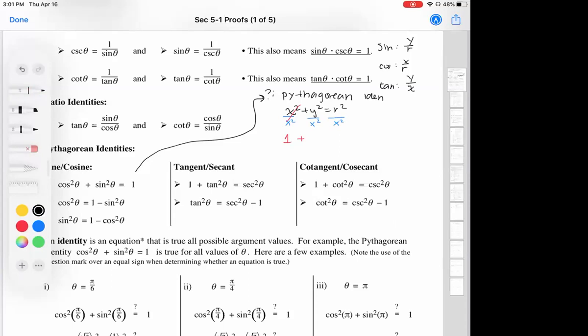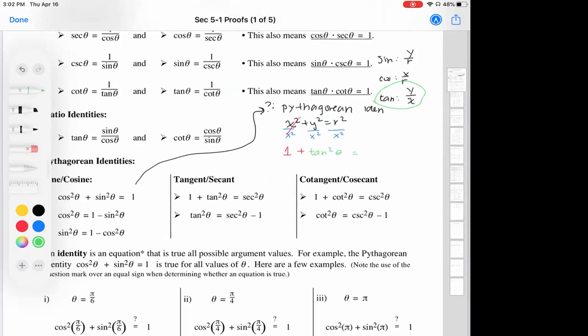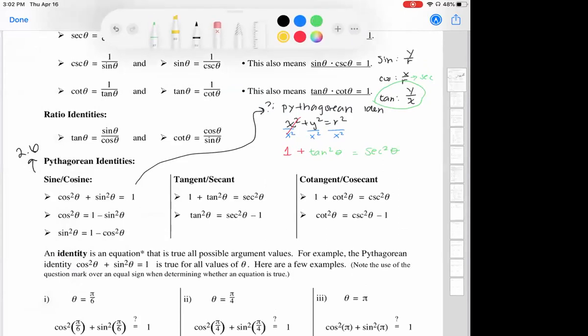plus, okay, well, what is y over x? Y over x, that's just tangent. So I can write that as tangent squared of an argument is equal to, well, what is r over x? Okay, if cosine is x over r, then if we flip it, that would just be secant. So we would have secant squared theta. And that's this formula that we have here. One plus tangent squared is equal to secant squared.